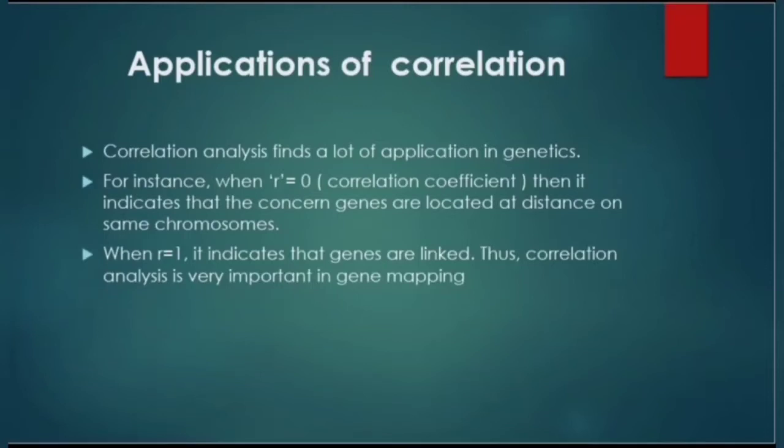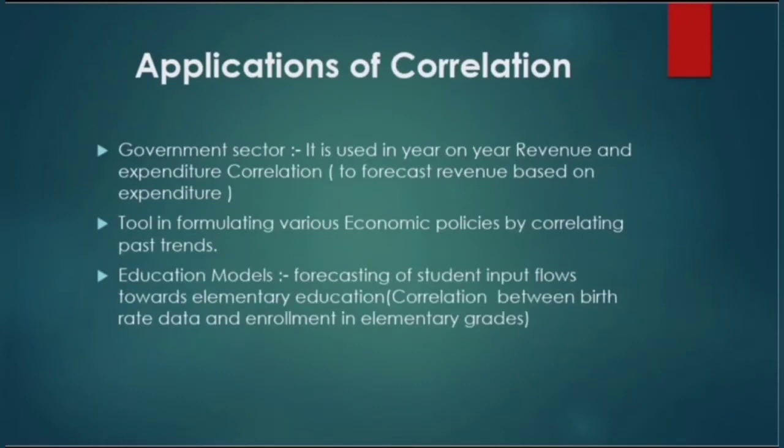For instance, when R equals 0, it indicates that the concerned genes are located at a distance on the same chromosome. And when R equals 1, it indicates that the genes are linked. Thus, correlation analysis is very important in gene mapping. From this application, we came to know how the coefficient of correlation can be applied to genetics by calculating the gene mapping of chromosomes through correlation analysis.